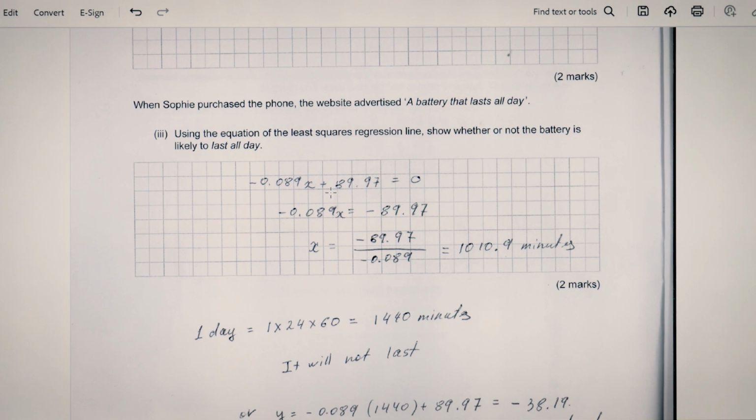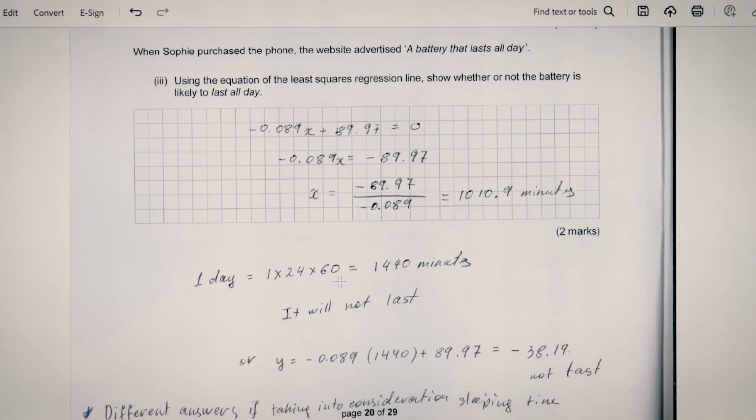So, yeah, here is one of the examples, okay, of how they can calculate. So when your y equals 0, how many minutes will it take for the battery to go completely flat, and it comes to 1010.9 minutes. And if we divide it by 60 minutes and 24 hours, to find out 1 day, either you can divide this, or 1 day is 1440 minutes, and it shows it does not last.